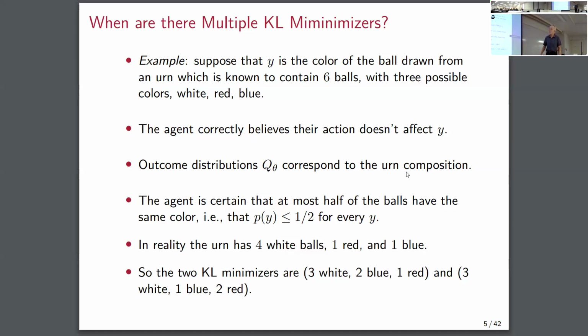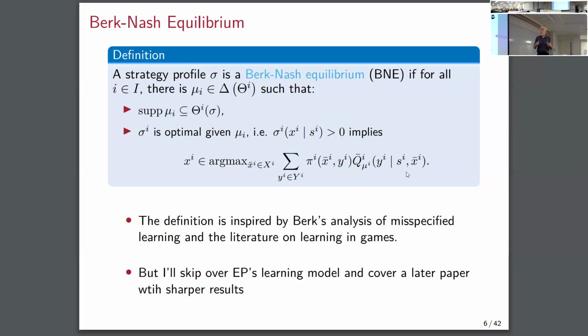Okay. Formal definition of Berk-Nash equilibrium. Strategy profile sigma is a Berk-Nash equilibrium if for all I, there is a belief mu I over the models theta I with two properties. The support of this mu I has to be contained in the set of models, capital theta I, that the agent thought were possible. Part of this has to be within the set of models that minimize KL divergence given sigma. That's what the first equation is saying.